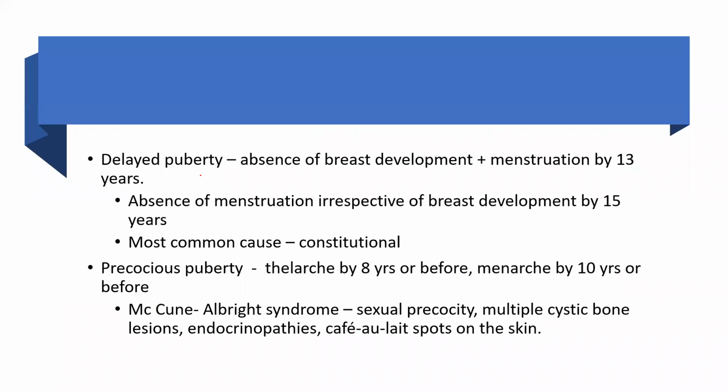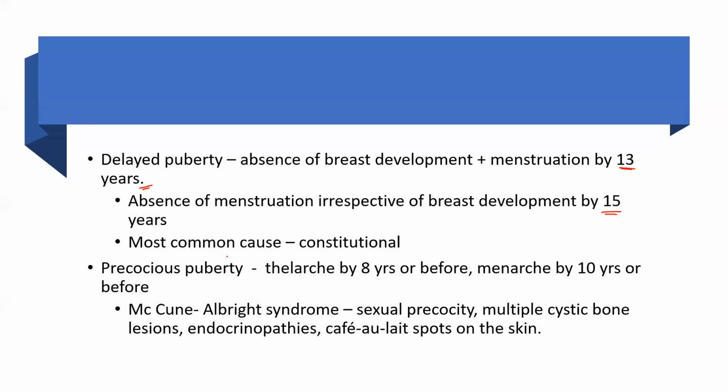Now when we say puberty is delayed, when there is an absence of breast development, as well as menstruation by 13 years. By 13 years. Okay. Now, if you're talking about only the absence of menstruation, that should be by 15 years. Both together, 13. But solely only menstruation is absent, irrespective of the breast development, that is 15 years.